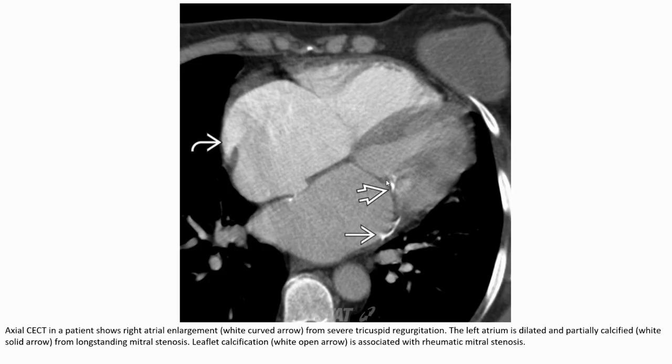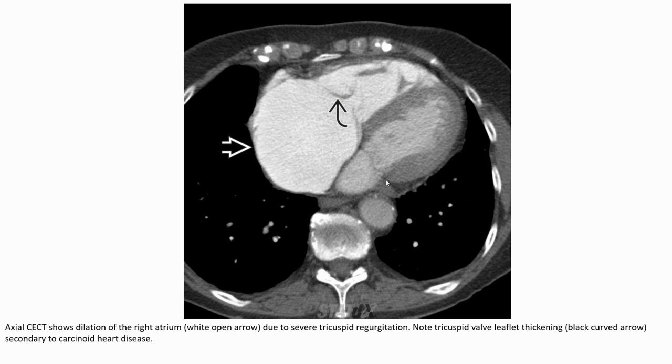In this CT image, there is right atrial enlargement from severe tricuspid regurgitation; the left atrium is dilated and partially calcified from long-standing mitral stenosis. Left heart calcification is associated with rheumatic mitral stenosis. This CT image shows dilation of the right atrium due to severe tricuspid regurgitation. Note the tricuspid valve leaflet thickening secondary to carcinoid heart disease.